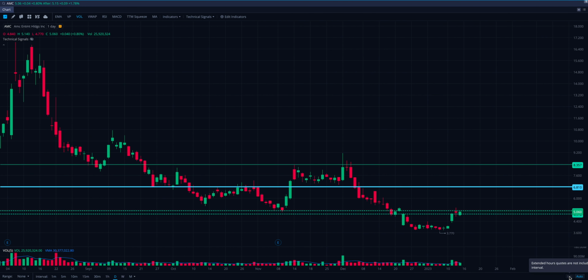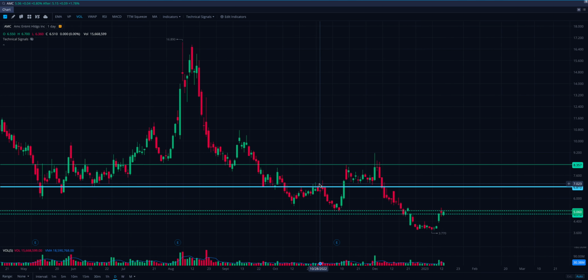I don't know why it won't let me use extended hours, not included in this interval. Can't use extended hours on, oh, daily? Okay, whatever.